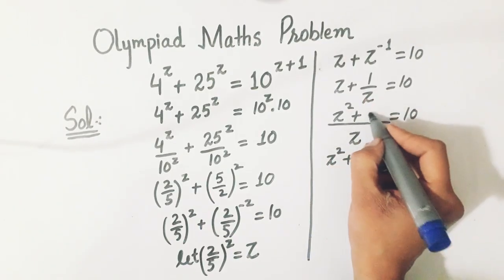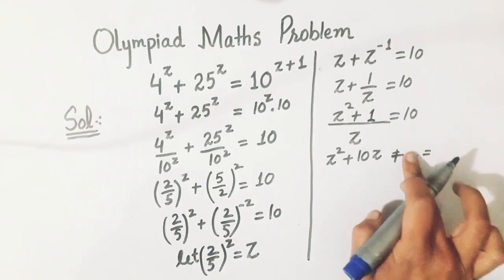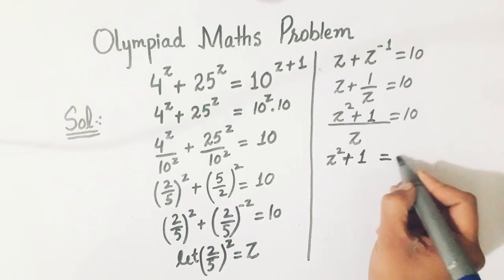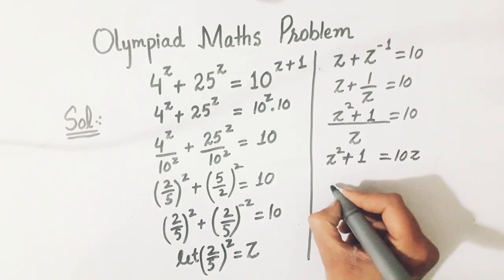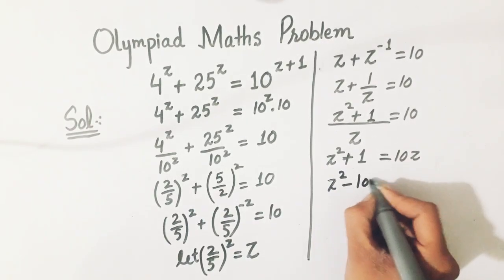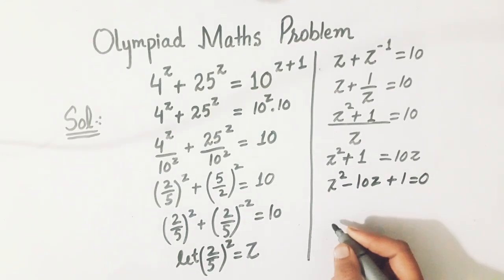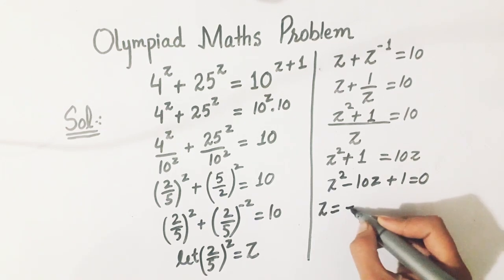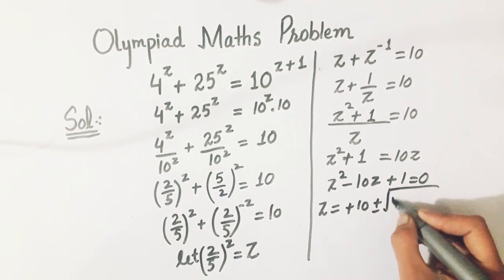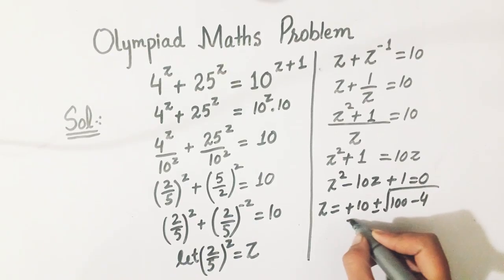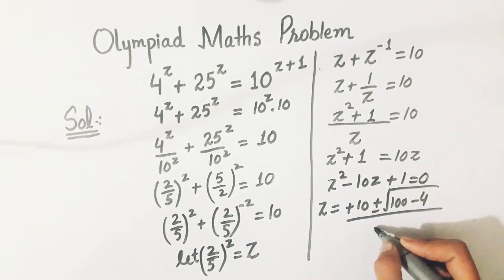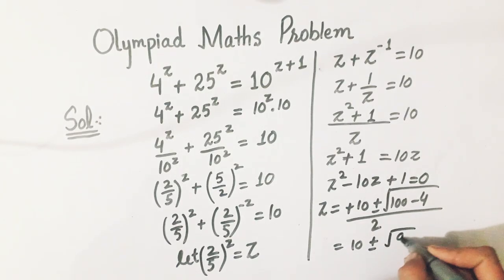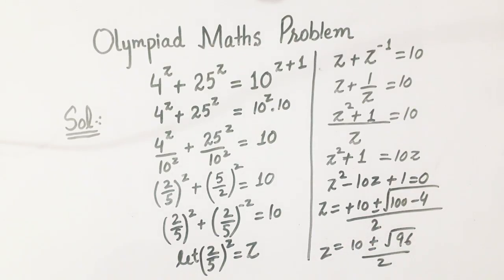Because this is 1, when we take the LCM, we will write this as Z square plus 1 equals 10Z. Now we will write this as Z square minus 10 of Z plus 1 equals 0. Now we have to make the factors of this. For this purpose, we will apply the quadratic formula. According to that, this will be minus b plus minus root b square, 100 minus 4 of AC, that is 4, divided by 2 of A. So we get 10 plus minus root 96 divided by 2, and this is the value of Z.